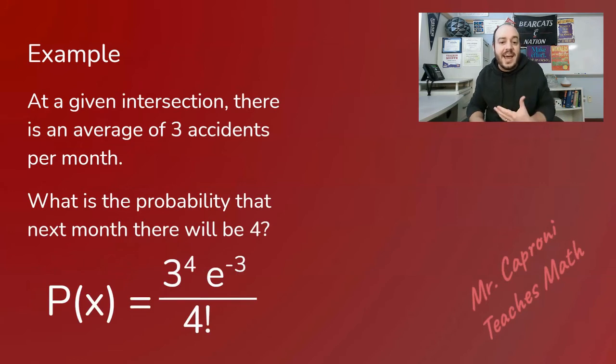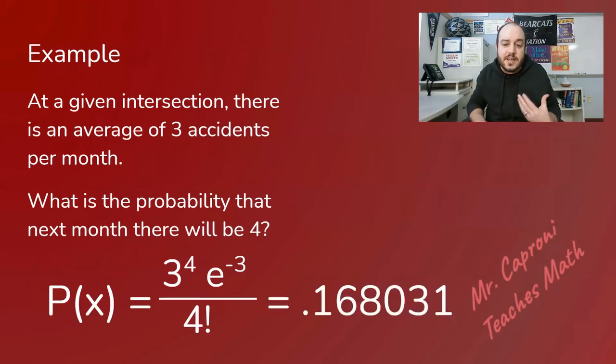Once we plug that into the calculator, we will end up getting this as an answer, 0.168031, which is about a 16.8% chance. So that means next month, there's a 16.8% chance that there's going to be 4 car accidents instead of 3, when we know that the average is usually 3.